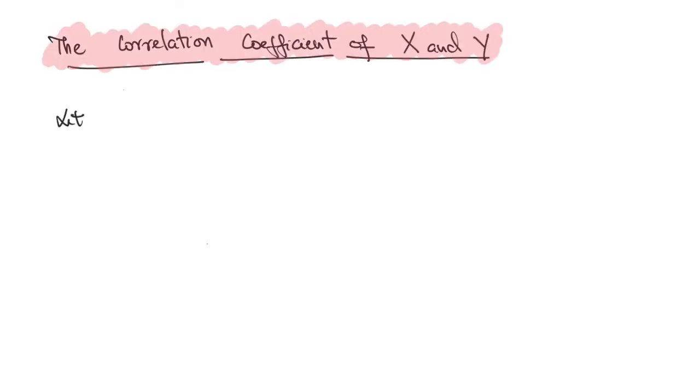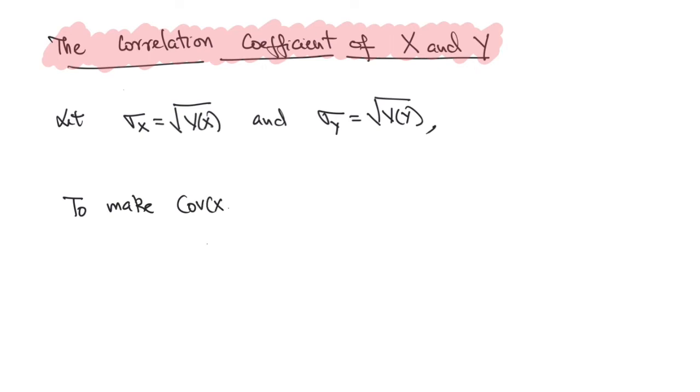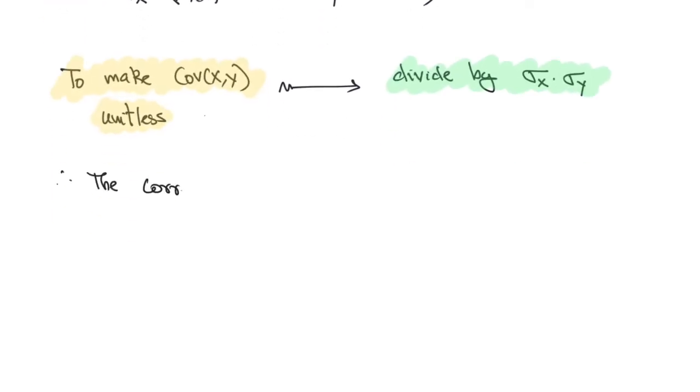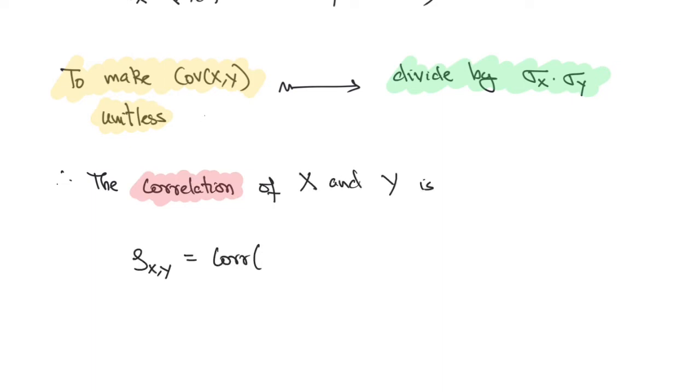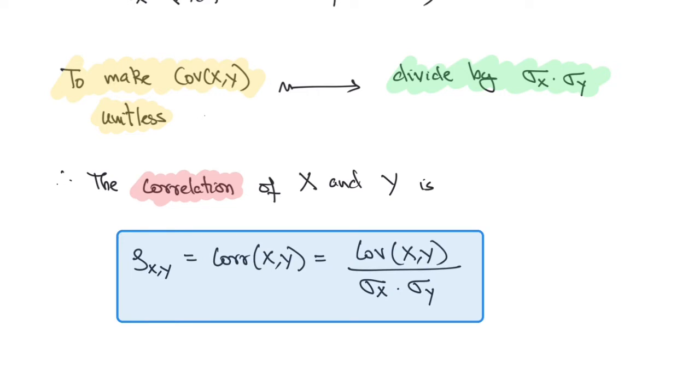To take care of this situation, we will introduce the correlation coefficient of x and y. Let sigma x be the square root of the variance of x. This is the standard deviation of the random variable x, and sigma y be the standard deviation of the random variable y. To make the covariance unitless, we will divide it by the product sigma x times sigma y. The correlation coefficient of x and y is therefore defined as rho x comma y equals the covariance of x comma y divided by the standard deviation of x times the standard deviation of y.